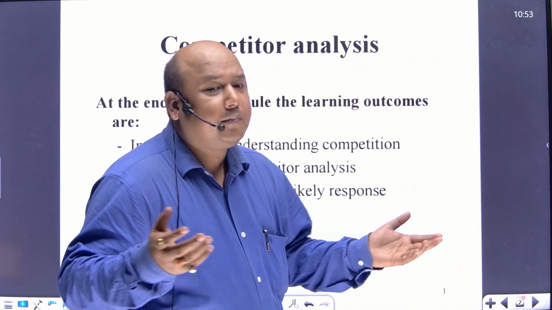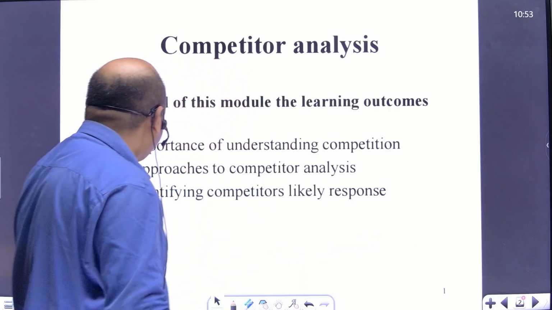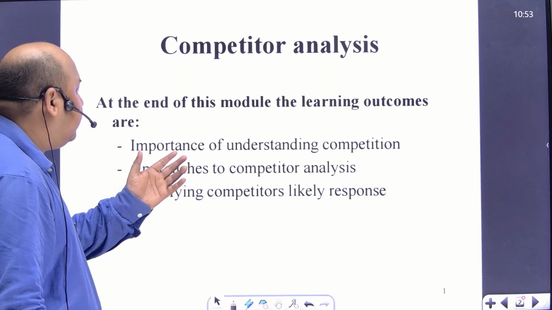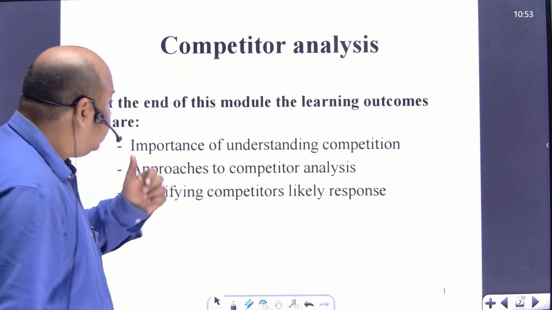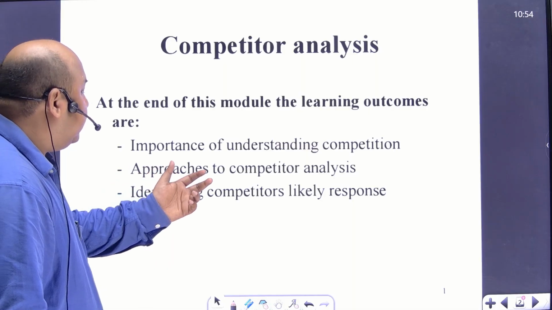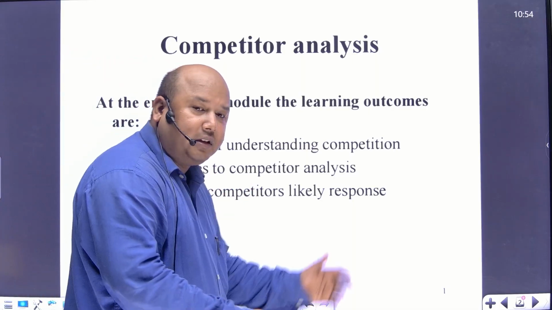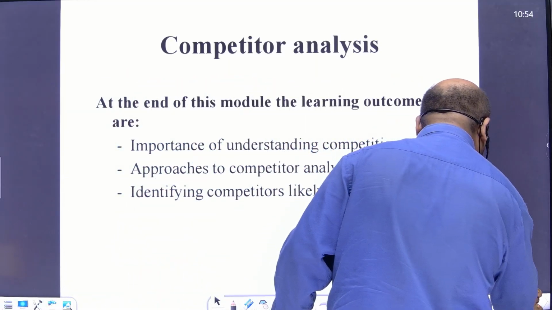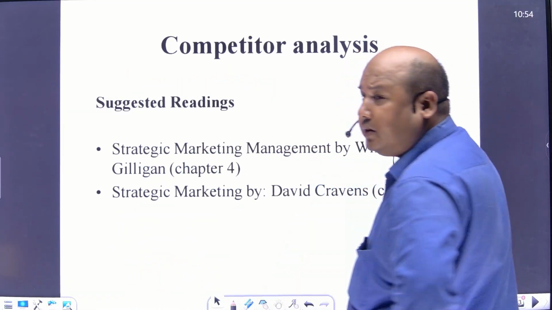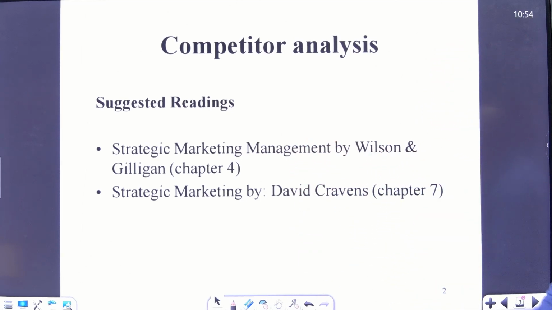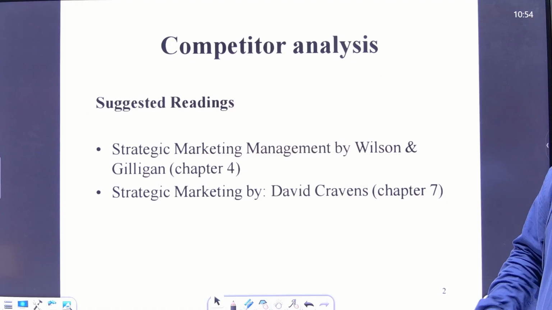So what will you do in competitor analysis? Let's come to that. At the end of this module, the learning outcomes are: the importance of a fundamental understanding of competition, the approach to competition analysis, and defining the competitors' likely responses. These three points you will learn after this session. The suggested readings are Strategic Marketing Management by Wilson and Gilligan, and Strategy Mind by David Gavins, Chapter 7. You need to learn about these things.